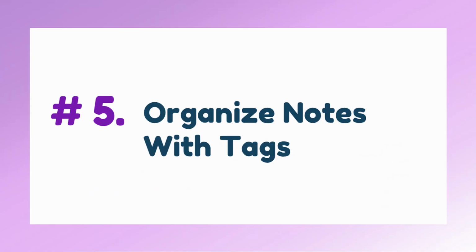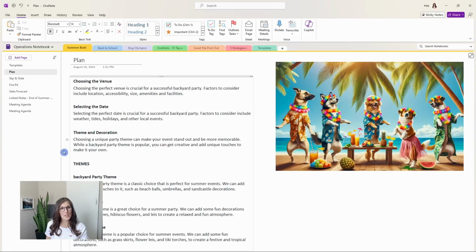One of my favorite ways to organize my notes is tip number 5, which is tags. So here we are planning this end of summer bash. The dogs are having a great time in their Hawaiian outfits. So under the home tab, under tags, beside choosing the venue, I want to add a to-do tag. And this has now added a little checkbox that we can literally check or uncheck.